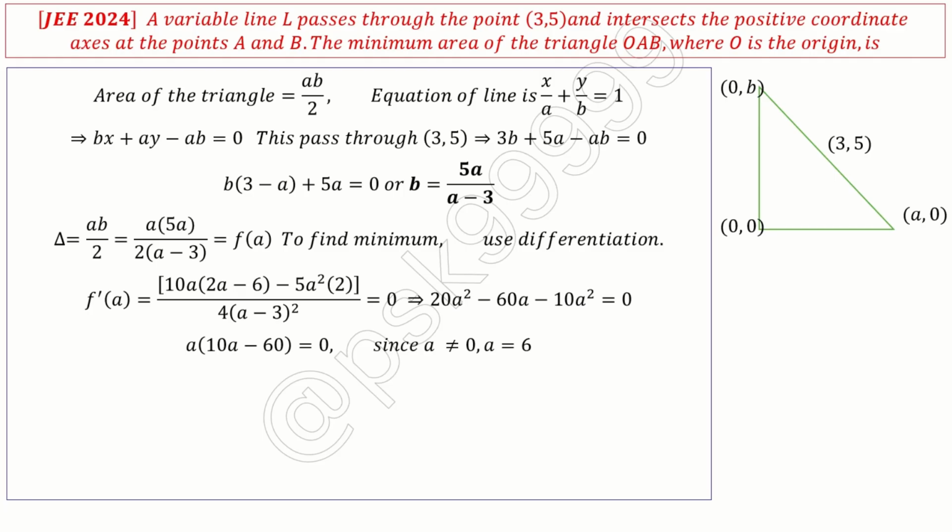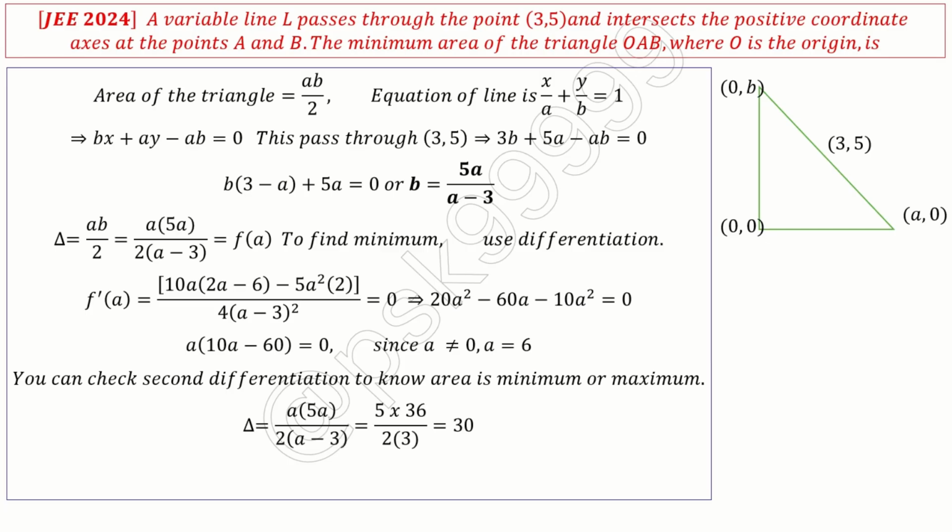So the area is minimum. Now my delta, that is the area, originally this is the formula, a times 5a divided by 2 times (a minus 3), with a equal to 6. If I substitute, I get 30. This is the minimum area of the triangle formed. Hope you understand this. Okay, next.